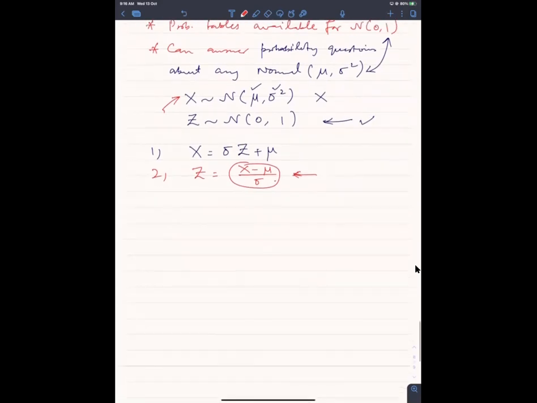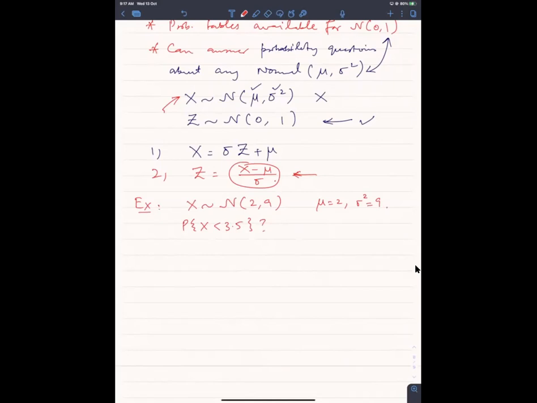So, quick example of this. Let's say you are given X as normal 2 and 9. Mean is 2 and the variance is 9. Very simple. What is the probability X is less than 3.5? Cannot answer this question. I don't have a table for that.